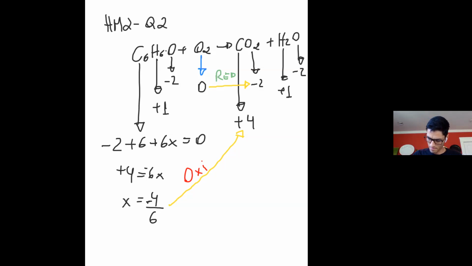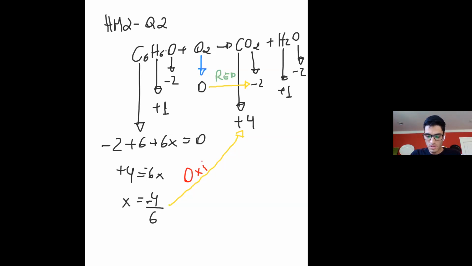Now let's go to part B. Write the balanced oxidation reaction. Our oxidation reaction is the carbon going from -4/6 to +4, so we have C6H6O going to CO2.